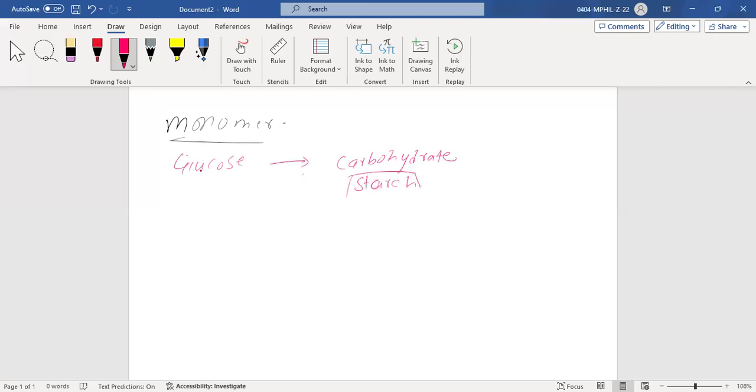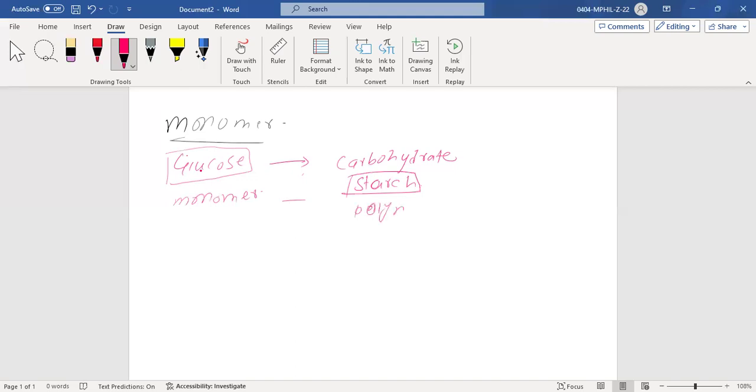Starch is a polysaccharide which is present in plants. So how is this starch synthesized? It is because of glucose. The repeating unit of starch is glucose. By the repetition of this monomer, starch is formed. Monomer means one unit. And then we will commonly use the word polymer.